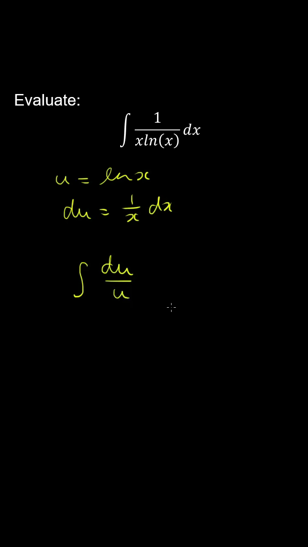Let's evaluate the integral of 1 over x by the natural log of x. Well, we can let u equal the natural log of x, then du is equal to 1 on x dx. And therefore we can write this as the integral of du on u, which is equal to the natural log of u plus the constant of integration, where u is the natural log of x.